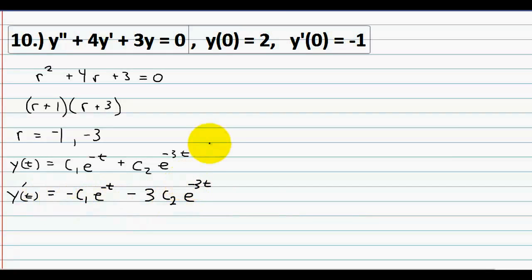So now I've got these two. Now I just need to plug in the value for when t is equal to 0, y will be equal to 2.